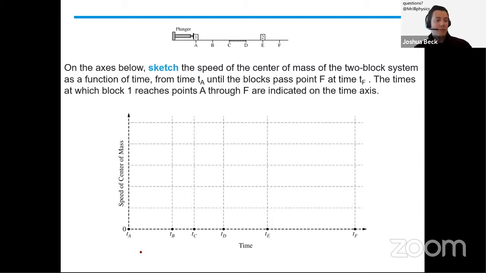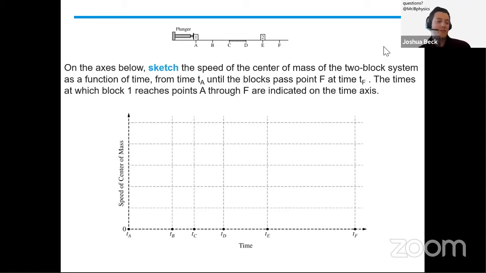So I'm going to put a little timer over here on the side. I'm going to watch it. I'm going to give you about 45 seconds to sketch your graph. Got about 15 seconds left. All right, so you should have your graph sketched.